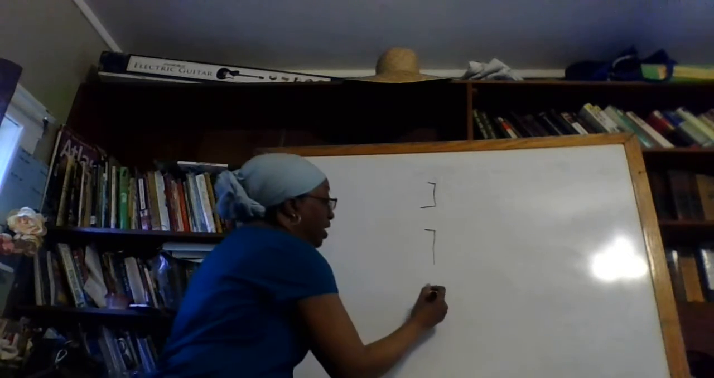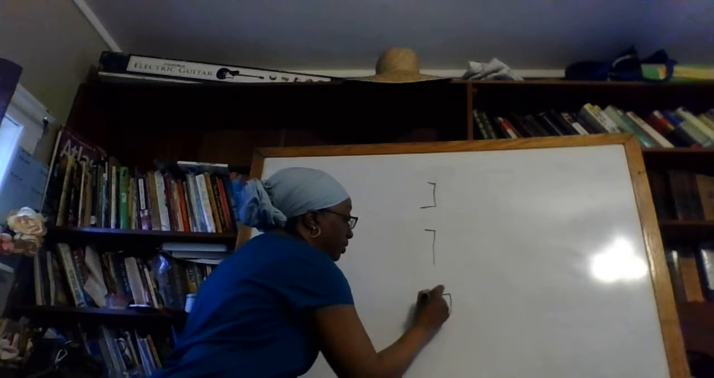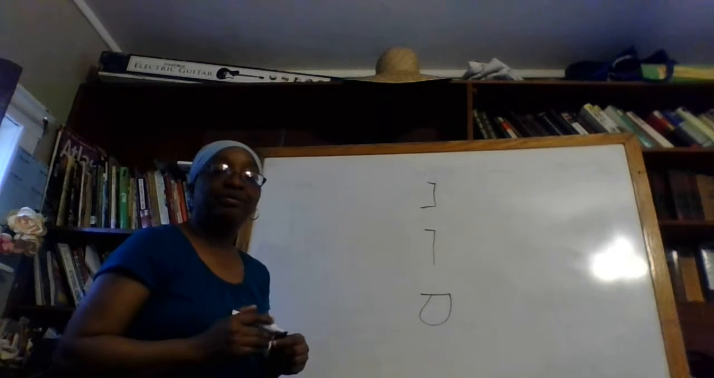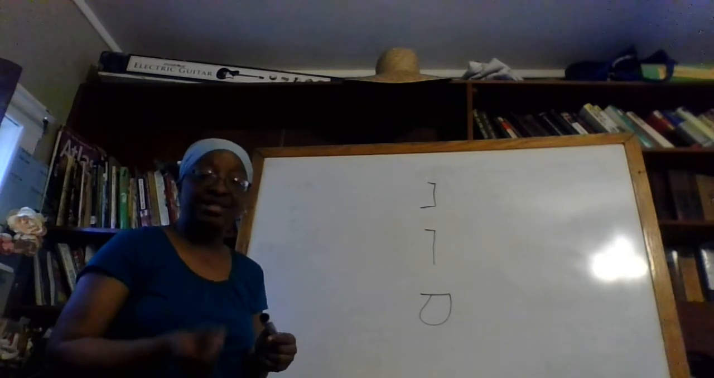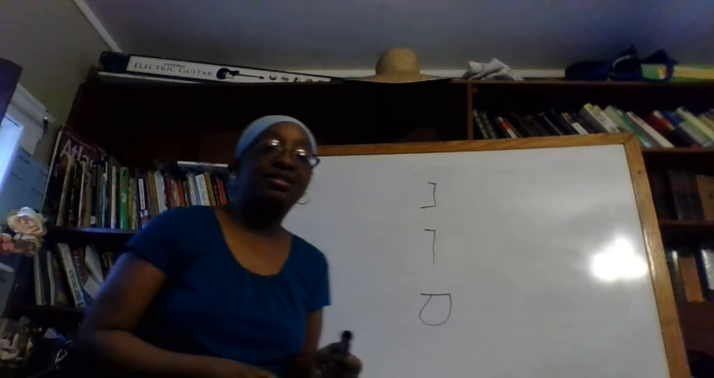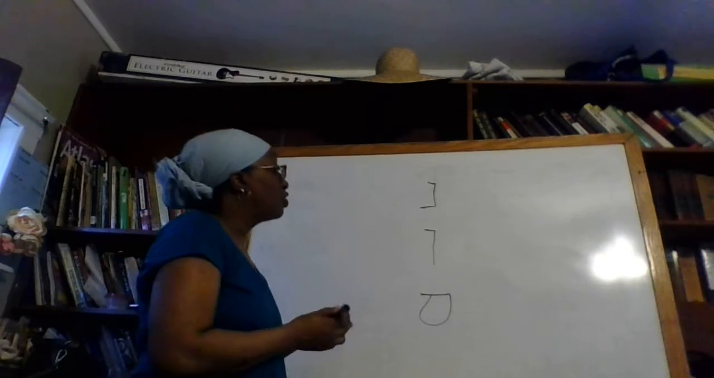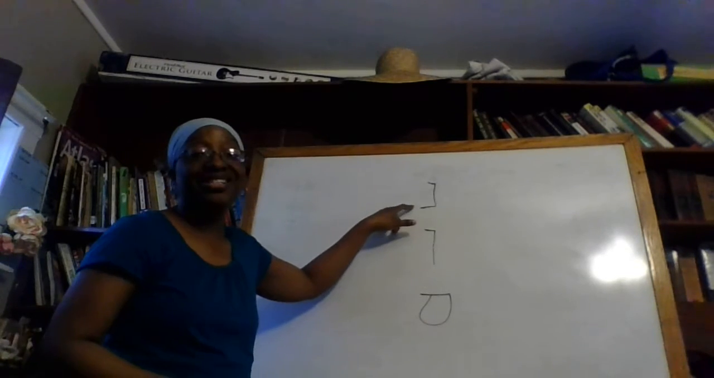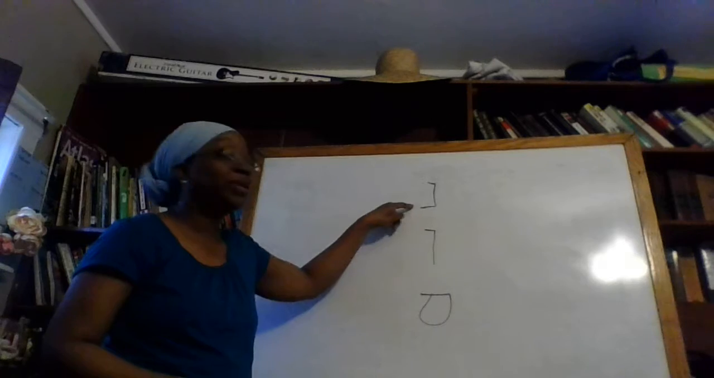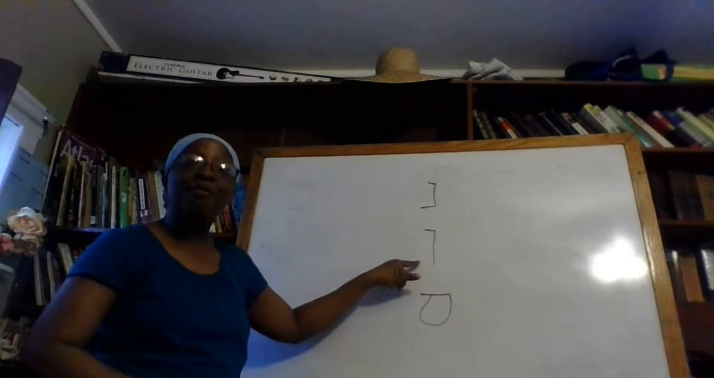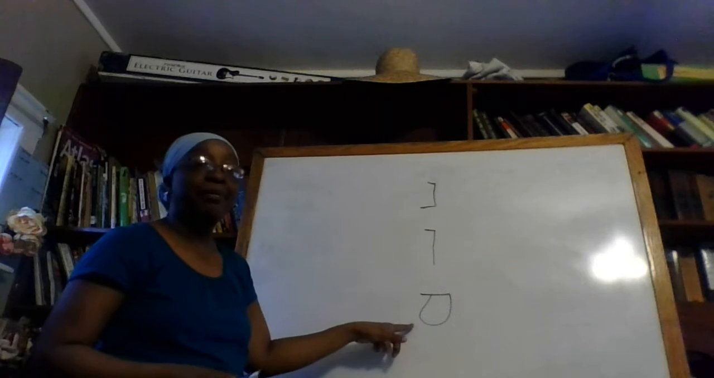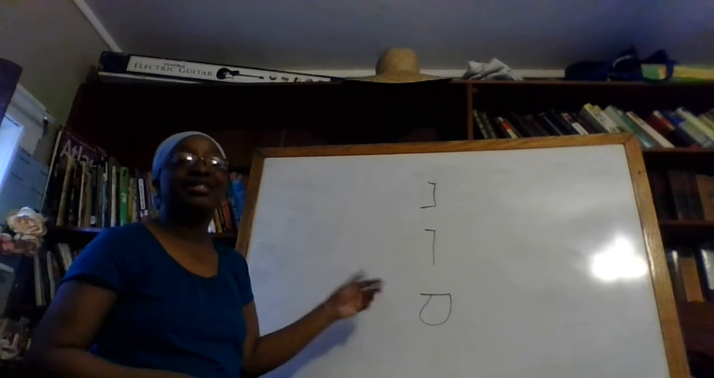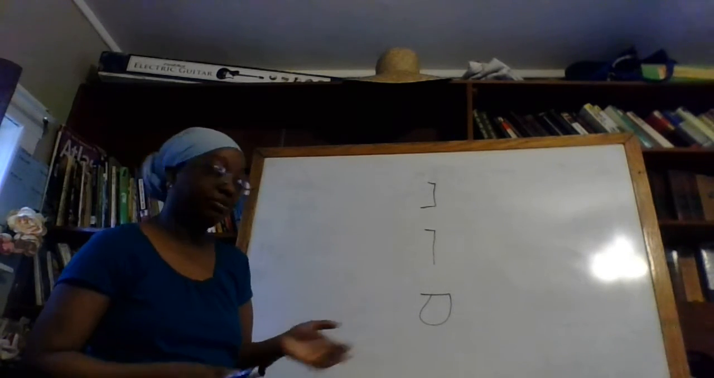Next is the letter Samek. Samek makes the S sound like in snake. So this is noon. It makes the N sound like in nap. Noon sofit makes the N sound like in nap also. This is Samek. It makes the S sound like in snake.